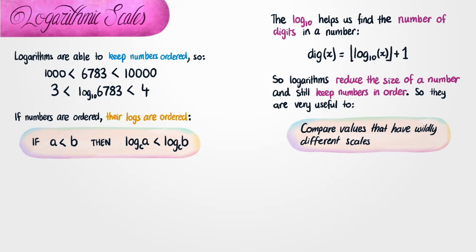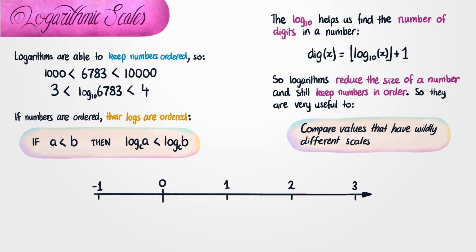So this is the main idea of a logarithmic scale. Because logarithms reduce the size of a number and keep numbers in order, they are super useful to compare values that have wildly different sizes. So to show you this, let me start by actually drawing an axis that has a linear scale like you're currently used to.